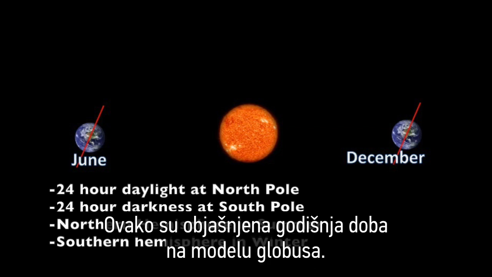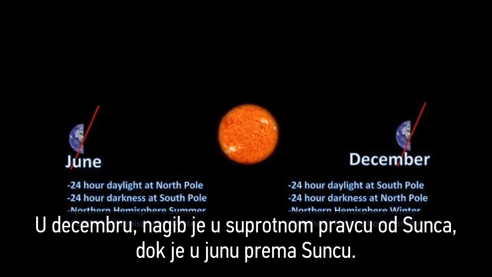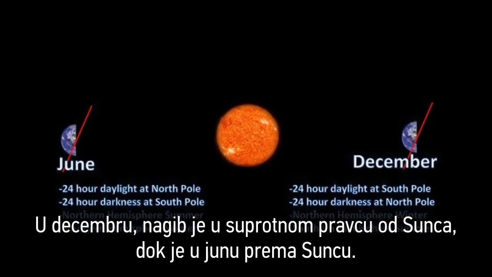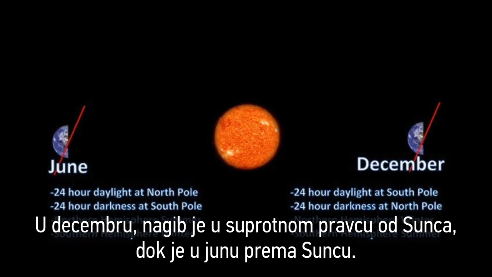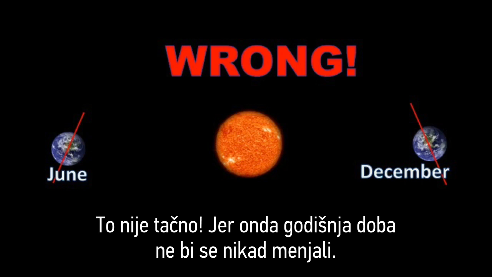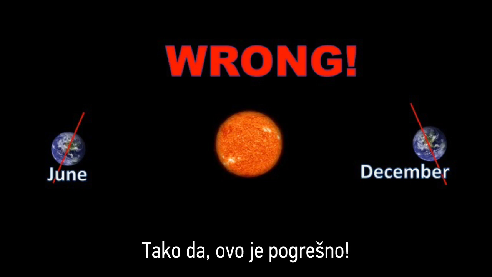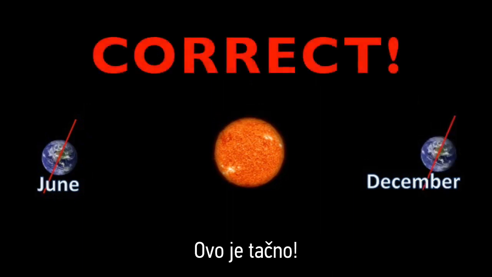Okay, this is how the seasons are explained on the globe model. In December, the tilt is pointed away from the sun, and in June, the tilt is pointed towards the sun. Now, some people think it's like this, where the tilt remains constant, where the tilt is always pointing towards the sun. But that's not correct, because then the seasons would never change. The southern hemisphere would always be in winter. The northern hemisphere would always be in summer. So this is wrong. This is correct.